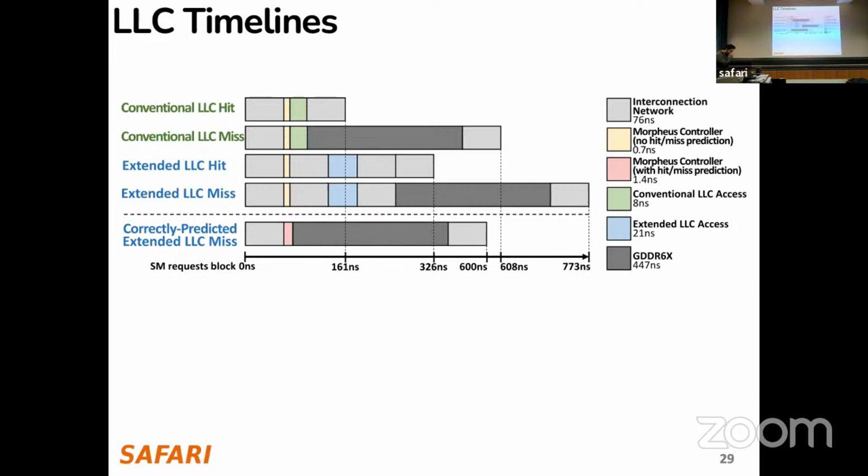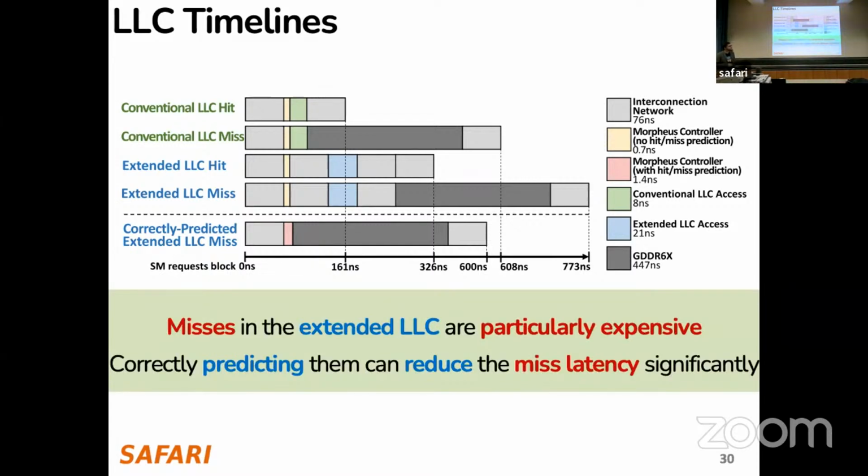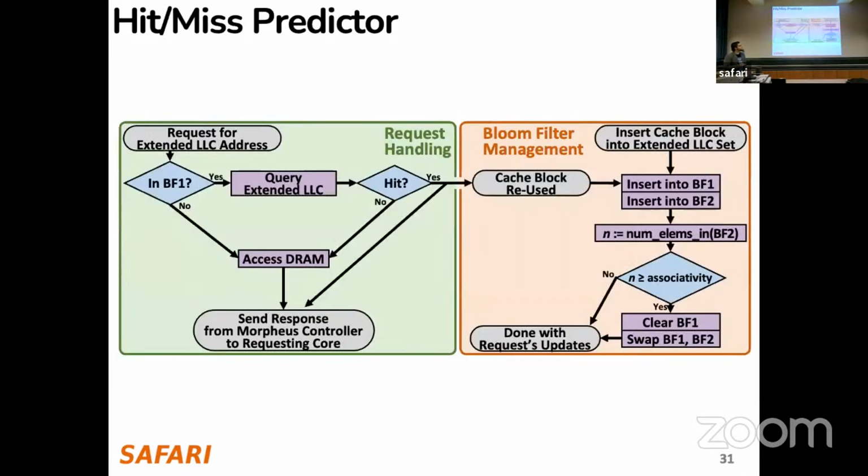So what we saw is that it would be really nice if at least we could save these round trips, right? If we miss, and we could do a prediction, let's say we have an oracle that predicts, by the way, your data will not be in your extended LLC, then we can immediately go to off-chip memory and not spend this extra time over the interconnection network and so on. And then actually our access is again comparable to just a conventional LLC miss. So this is what you would desire, correctly predicting the extended LLC miss. Correctly predicting them can reduce any latency issues we may have.